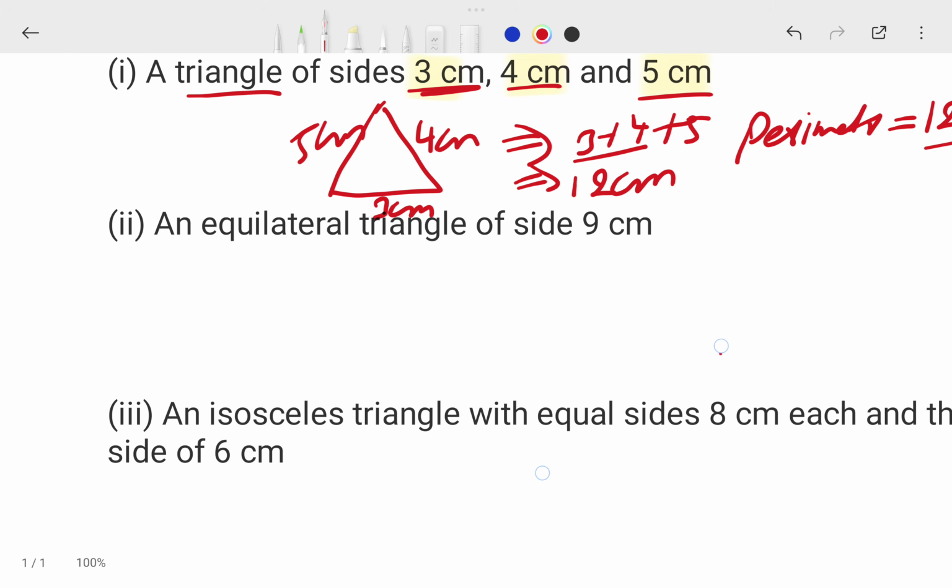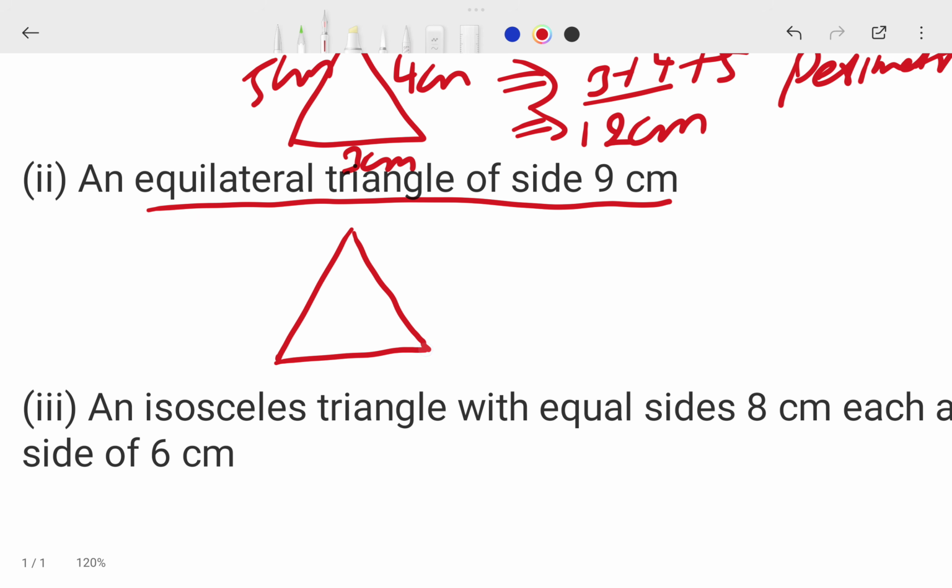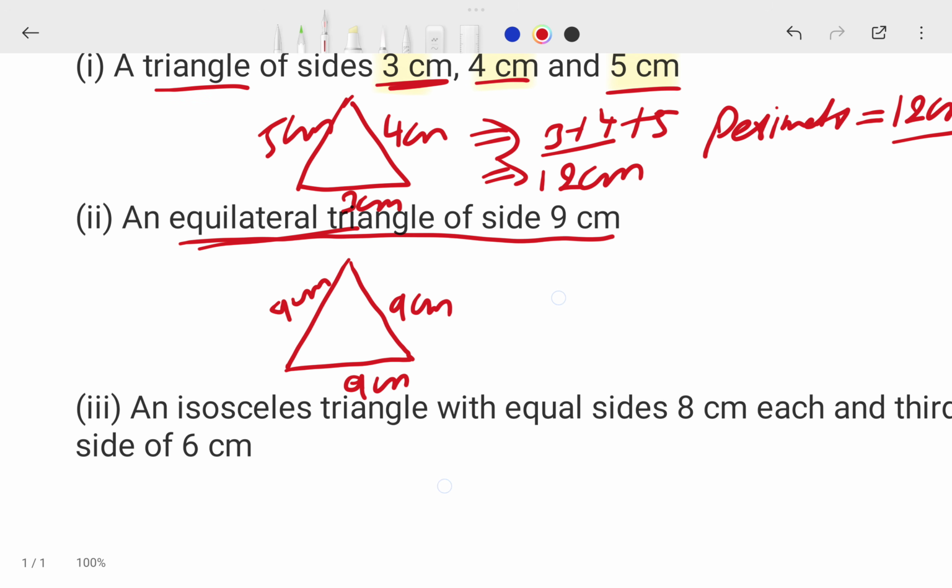Right. Now let's talk about the second question. The second question is an equilateral triangle. What happens in an equilateral triangle? All sides are equal. If one is 9 centimeter, then the other will also be 9 centimeter, and the other will also be 9 centimeter. This is the equilateral triangle. Now you have to find the perimeter of this. So it's also very easy. 9 plus 9 plus 9, so how much is it? It is going to be 27 centimeter. So the perimeter is 27 centimeter. Okay, so this is our answer.